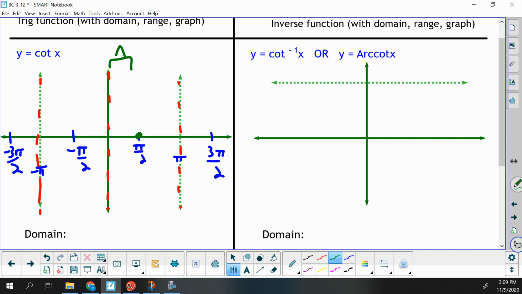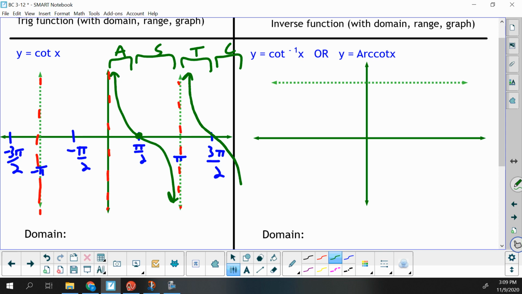And use your ASTC again. That section's A, that section's S, that section's T, that section's C. Well, in the A section, all are positive, so that should go up. In the S section, tan is negative, so cotangent's negative. And then you can just follow that pattern from there.